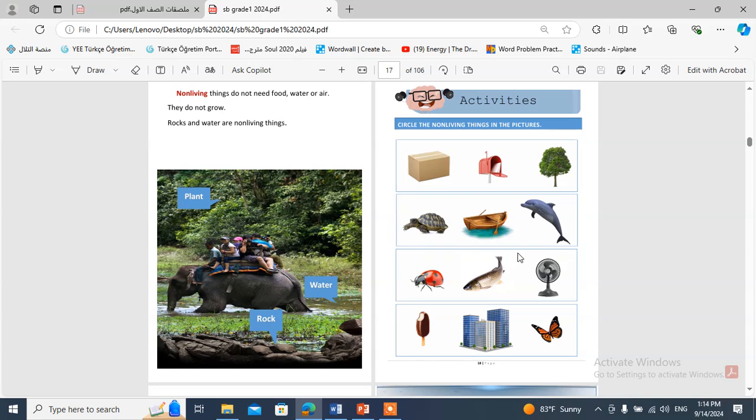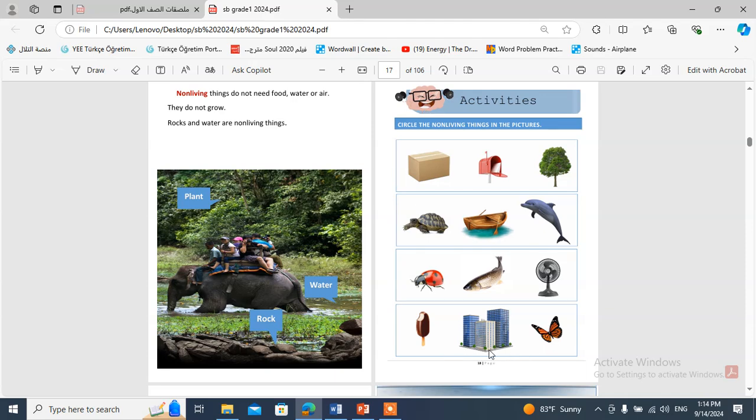Now, to the activity, circle the non-living things in the pictures. Take each group at a time, okay? I want you to circle the non-living things. So you're going to circle the box and the mailbox. In this group, you're going to circle the boat, because dolphins and turtles are living things. This ladybug and this fish and this fan. Where's the non-living thing? You're going to circle the fan.